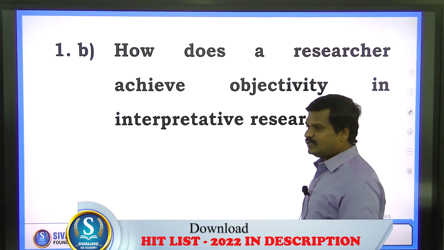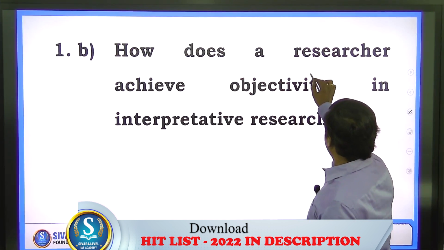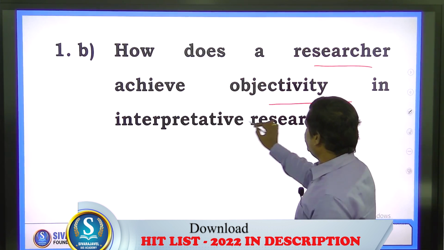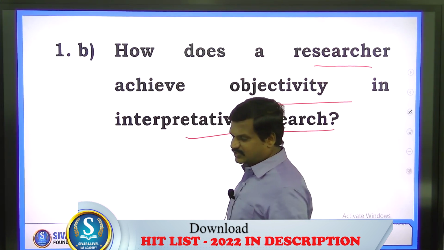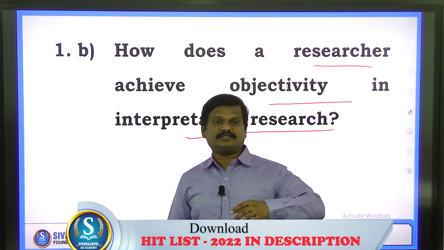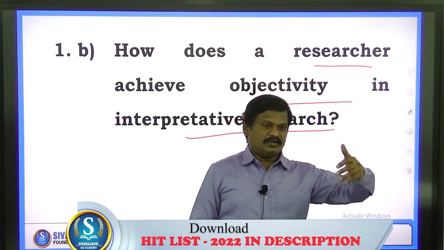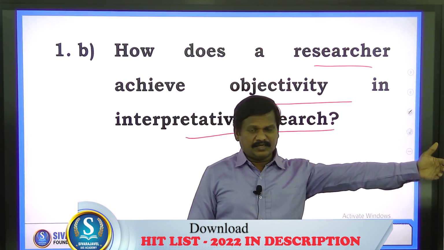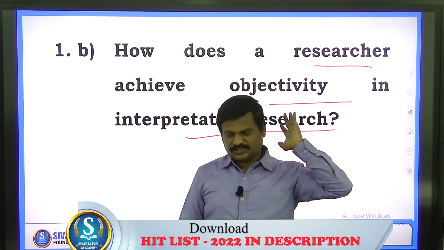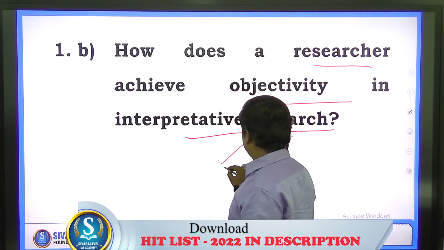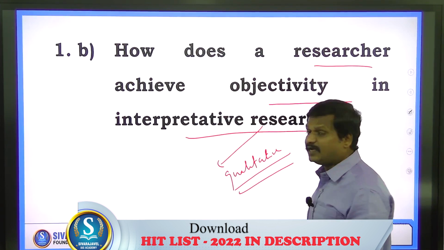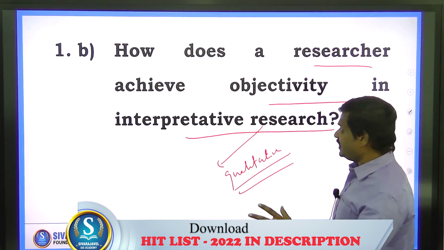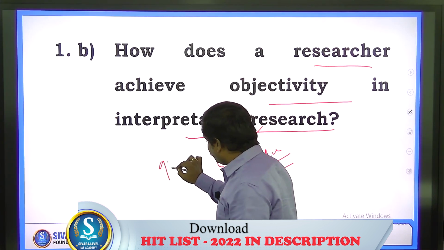Now come to 1B. How does a researcher achieve objectivity in interpretative research? See, I have put in the test batch a question on how it is difficult to have objectivity in qualitative research. This is nothing but qualitative research. Interpretative method is a qualitative method. Scientific method is a quantitative method.